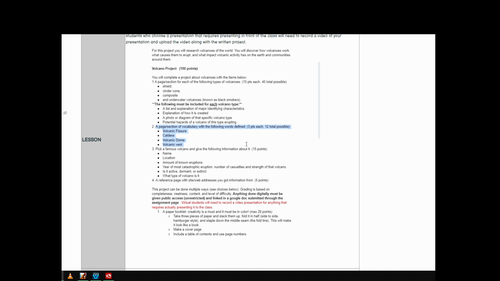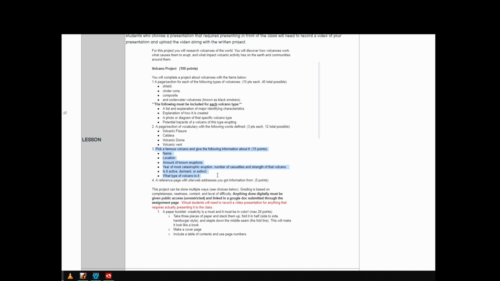Part 3 is going to be to pick a famous volcano and give the following information about it. So tell me the name, the location, the amount of known eruptions, so how many times has it erupted that we know about, when was the absolute worst eruption of this volcano that we know about, the most catastrophic, so tell me when it was and then why it was the worst, how many casualties were there, how many people died, what was the strength of the eruption, how bad was it, what was the magnitude of it, and then tell me, is it active, dormant, or extinct right now, and then also what type of volcano is it.